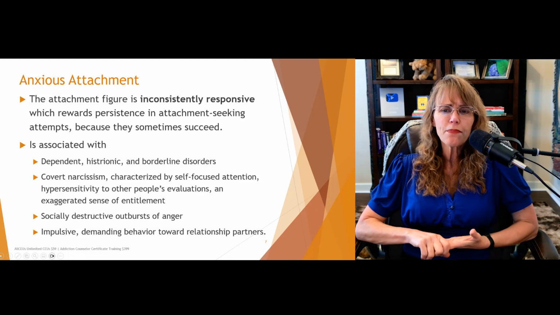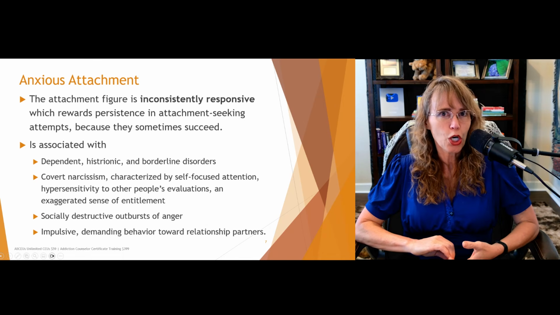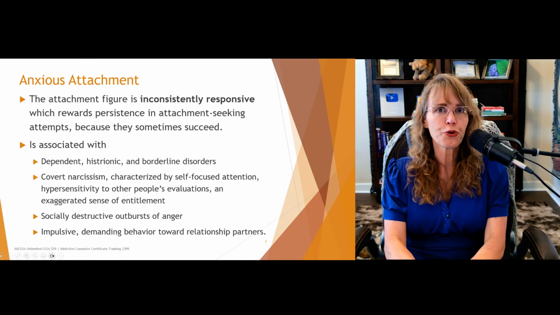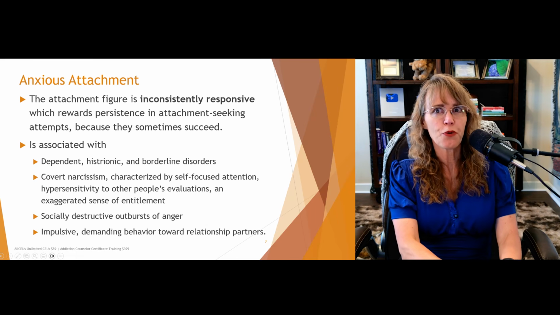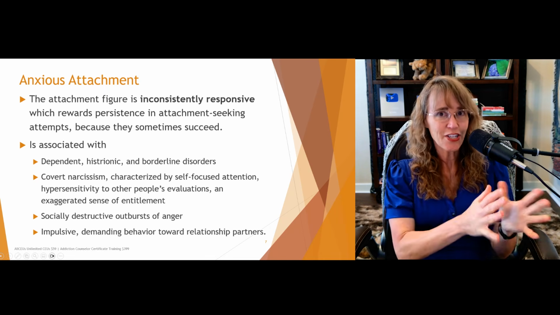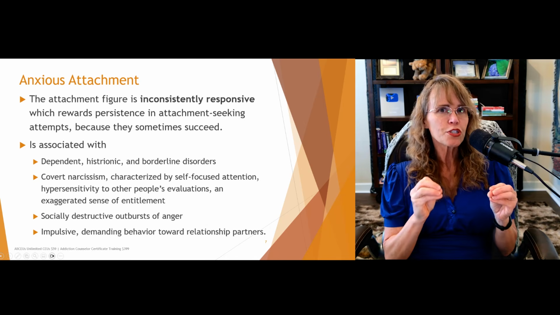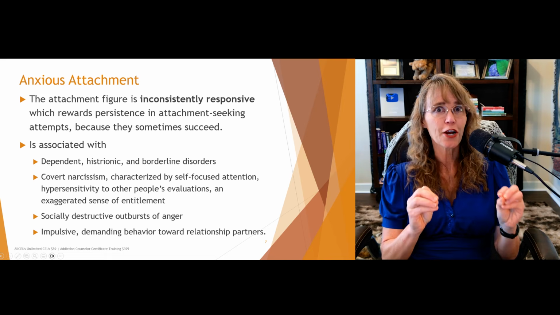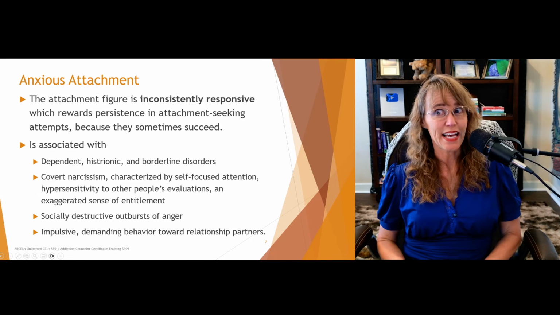And they may be impulsive and have demanding behavior toward their relationship partners. I need you to do this for me. I need you to prove to me that you're not going to leave. I am hypervigilant to you abandoning me. The child, as a young child with that primary caregiver, learned to be hypervigilant to the clues about whether the caregiver was having a good day and was going to be there or was having a bad day and was not.